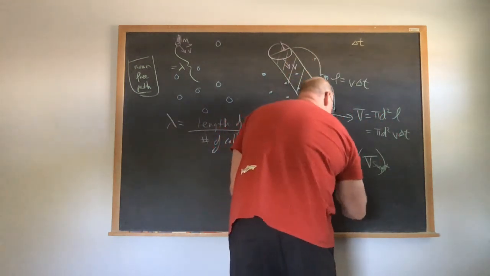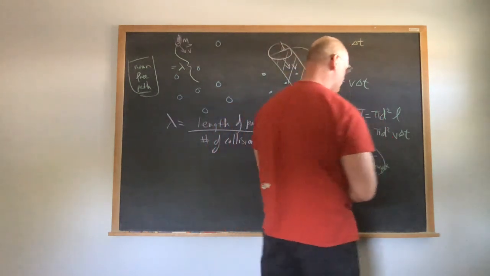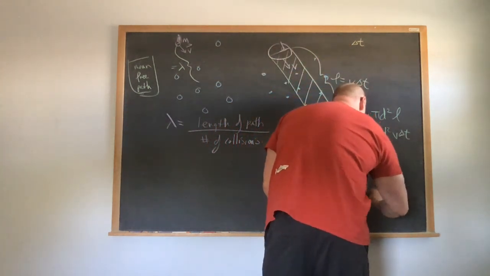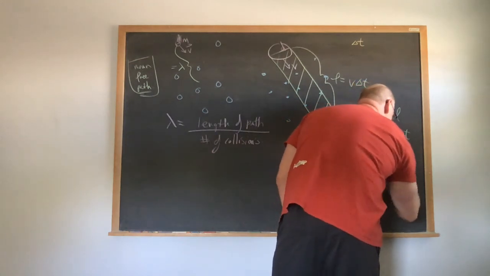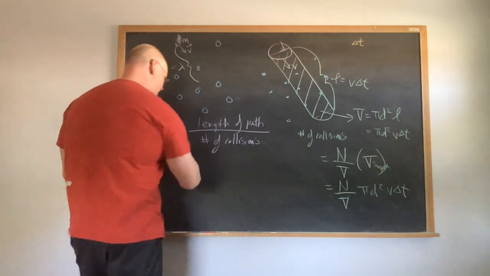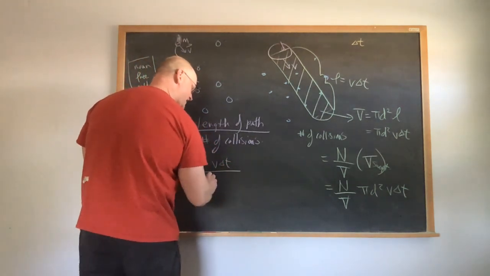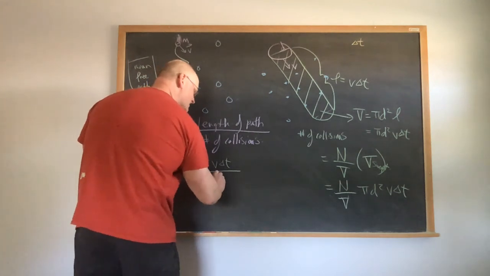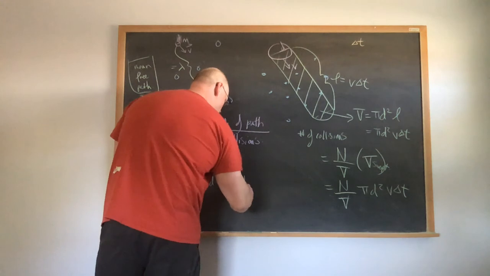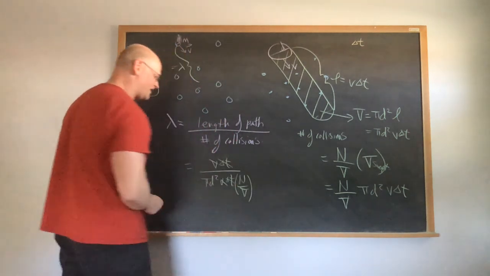So it's going to be equal to the number of molecules divided by the volume. Again, number per unit volume, so this is the density, times pi times d squared times the velocity times the change in time. So we'll put that into our mean free path. This is going to be equal to simply v times delta t divided by pi d squared times v times delta t times N over V. So this v is going to cancel this one, and the delta t's are going to cancel.